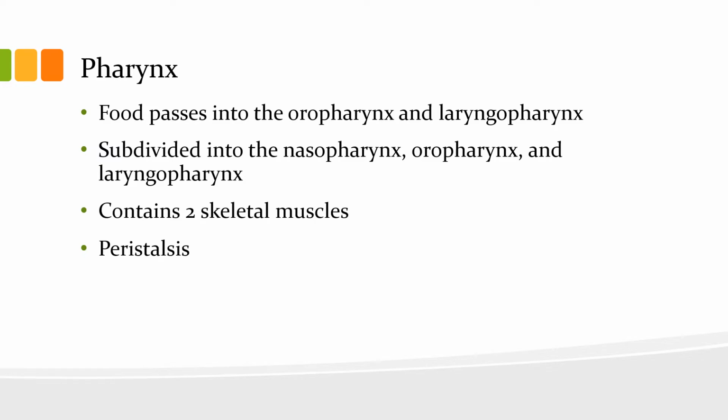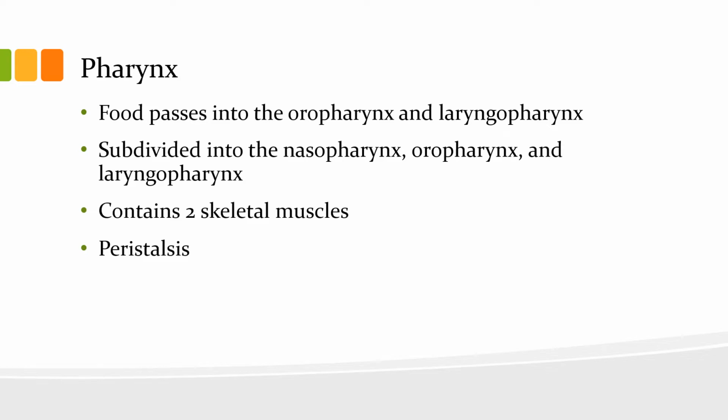Next, from the mouth, food passes posteriorly into the oropharynx and the laryngopharynx, which you've heard before, right? Because this is also where air has to go. The pharynx is subdivided into the nasopharynx, the oropharynx, and the laryngopharynx. But of course, foodstuff should only be passing through the oropharynx and the laryngopharynx. It's not going to pass through your nose. And it's continuous with the esophagus inferiorly.